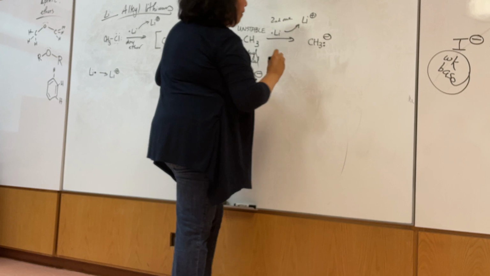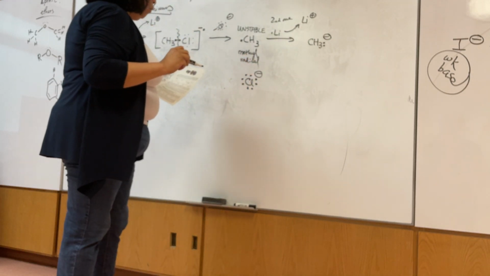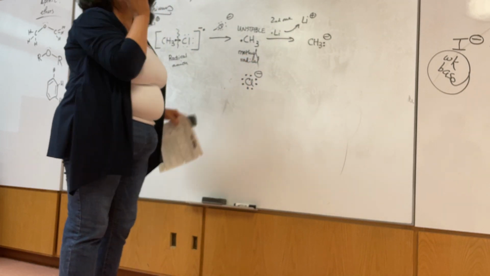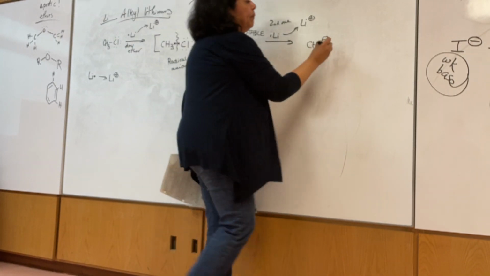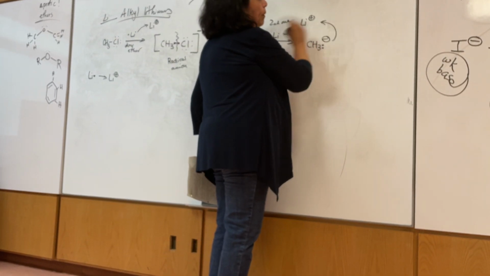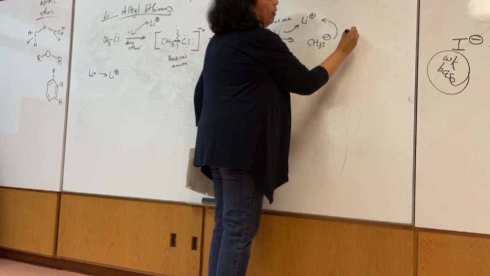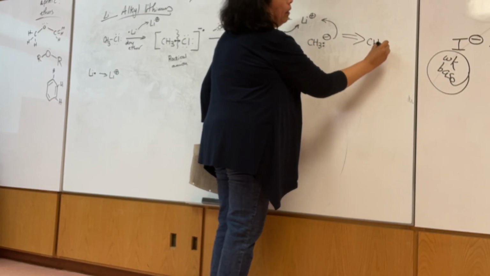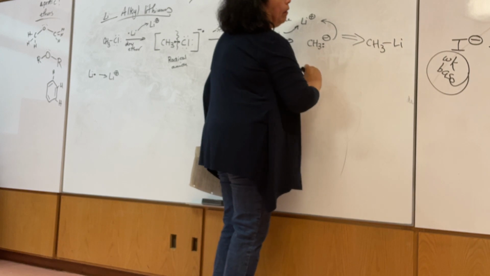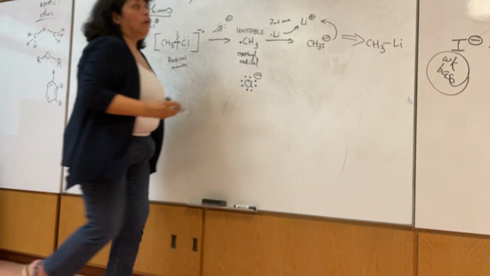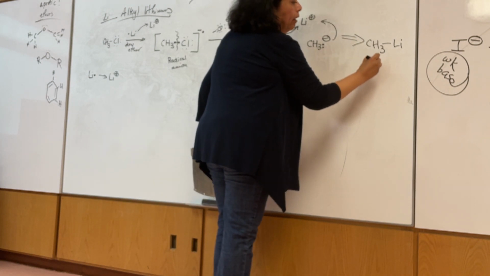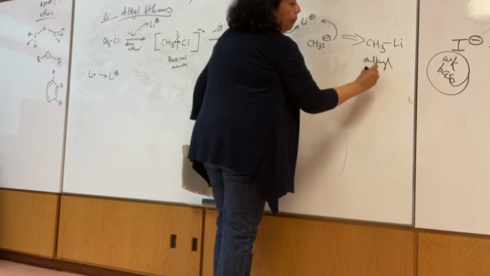So we're going to get this negative charge here. And what does negative always hook up with? Positive. Anybody positive here? Lithium. So this one is going to be attracted to this one. So we get CH3 Li, or this. We're done. So this is the alkyl lithium.